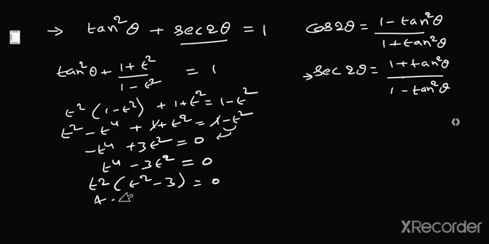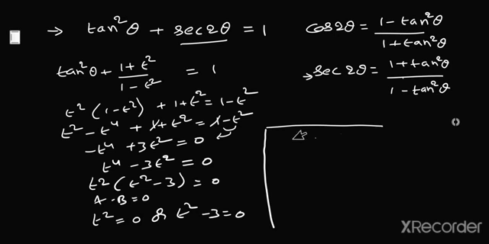We got a into b equals 0 form. Then either a equals 0 or b equals 0. I think it is very clear for you. So now we have to simplify this. If tan square theta equals 0, then tan theta should be equal to 0. This will happen whenever theta is an integral multiple of 180 degrees, n belongs to integers.